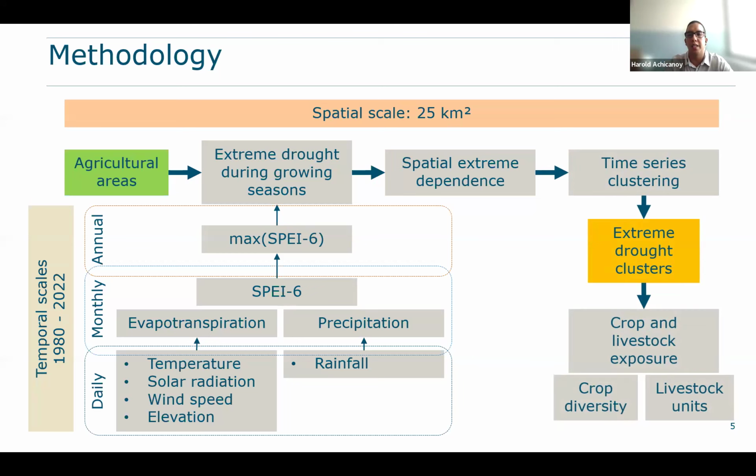And at the end, we are interested to see what is the level of exposure of crops, but also of livestock. So to this end, we defined two metrics, two different dimensions: the crop diversity, how the droughts are impacting those regions, and also the number of livestock units. And at the end, what those extreme drought clusters are telling us is the potential for transnational collaboration.